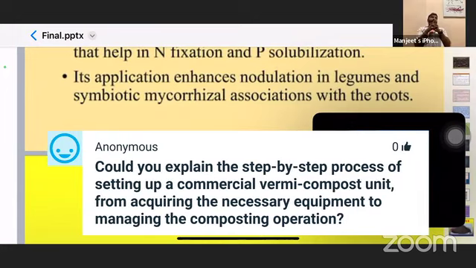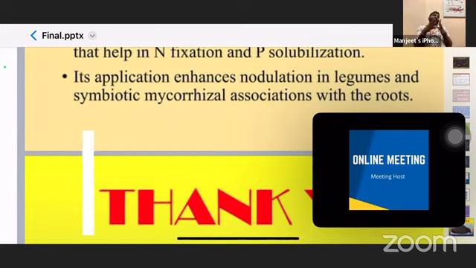Okay. Step by step process, first of all is the site selection, which should be near to the city. Second is leveling of the soil. We need to uplift or make the bed, so that in the rainy season the excess water can drain, because if there is excess water in the beds, there will be chances of death of the worms.